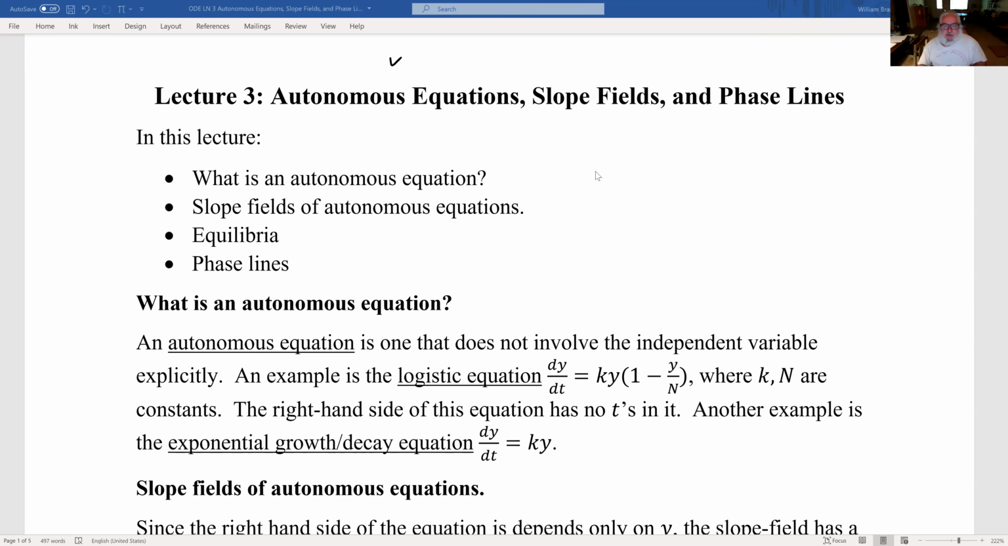Okay, so autonomous equations, slope fields, and phase lines. We'll talk about what an autonomous equation is, what the slope field of an autonomous equation looks like, what equilibria are, and what phase lines are.